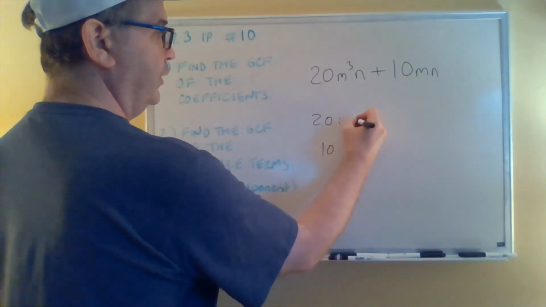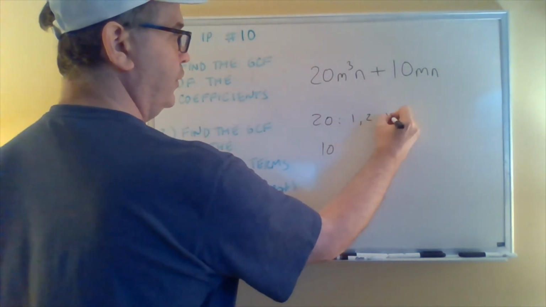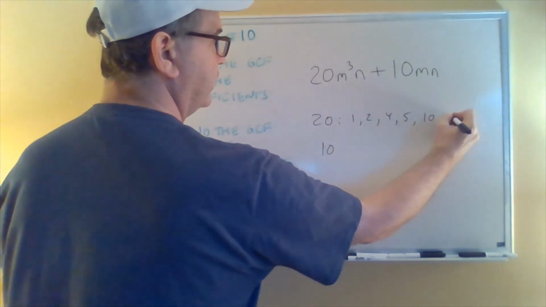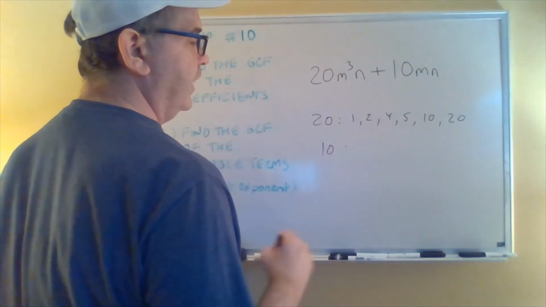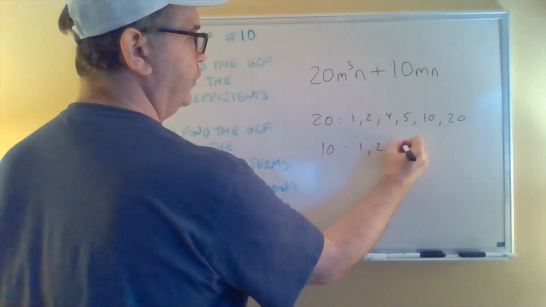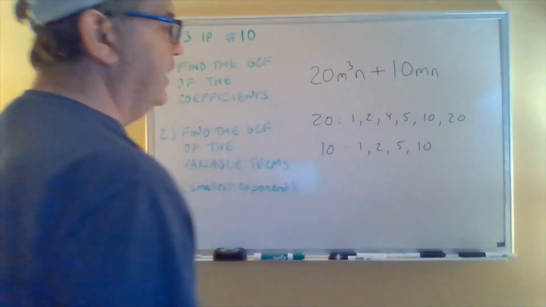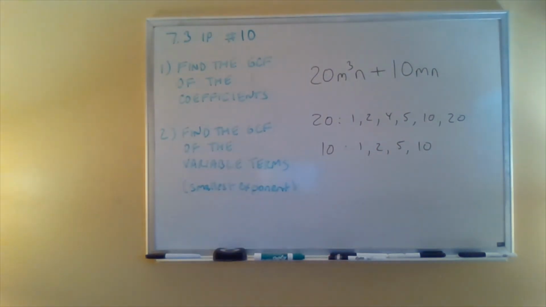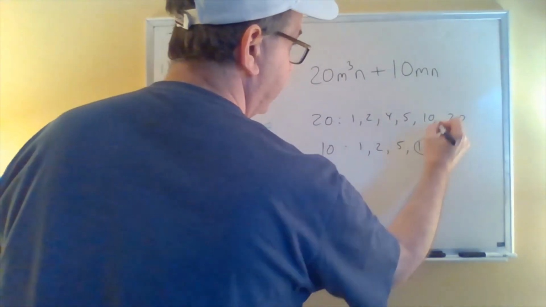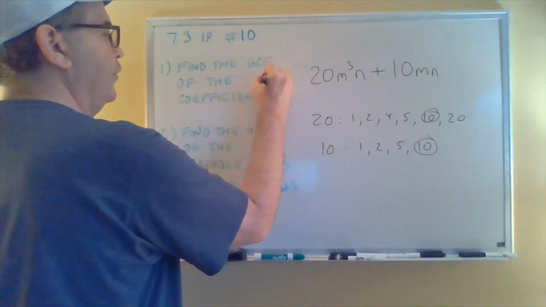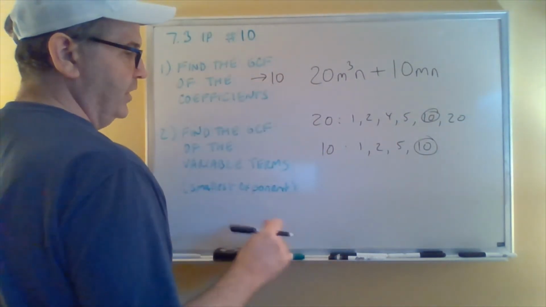Our factors of 20 are 1, 2, 4, 5, 10, and 20. And our factors of 10 are 1, 2, 5, and 10. And what we're looking for is the largest number that appears on both lists. And that's going to be 10. So we know the coefficient of our greatest common factor is going to be 10.